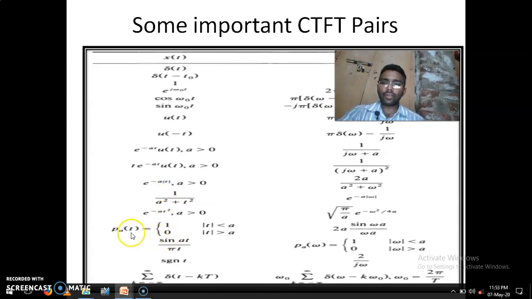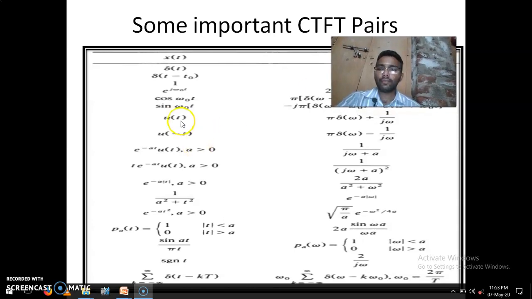Now, moving to the next thing, this is a pulse signal, or we call this a gate signal. For the gate signal, the Fourier transform is a sinc function, and when we consider the sinc function, the corresponding Fourier transform, using the duality property, is the gate function again. For signum of t, I think we have seen this in class. This is 2 by j omega, and using this we have tried to obtain the Fourier transform of the unit step function.